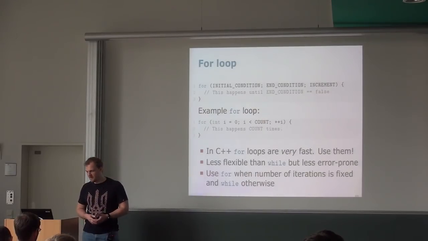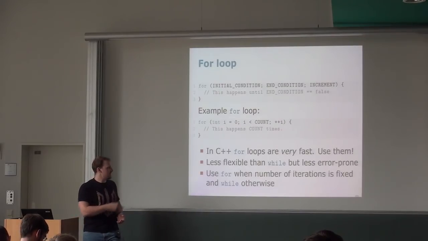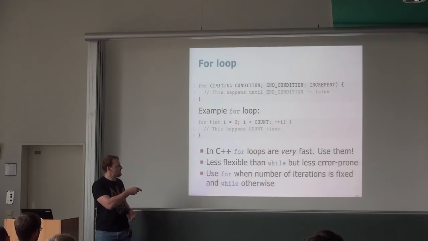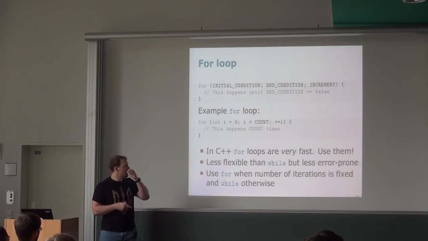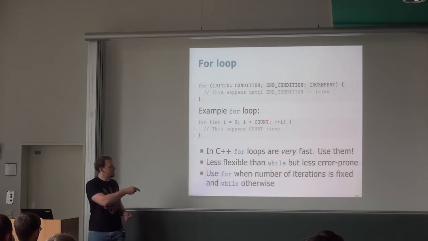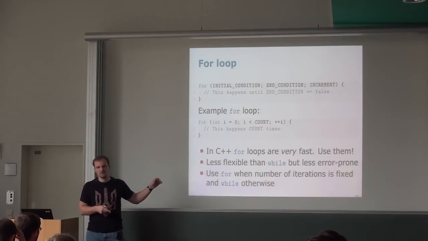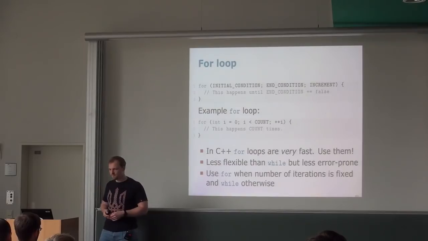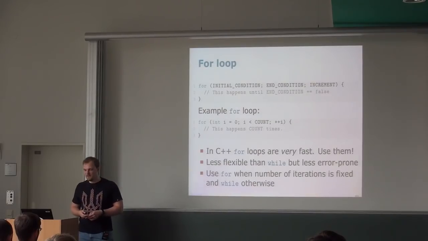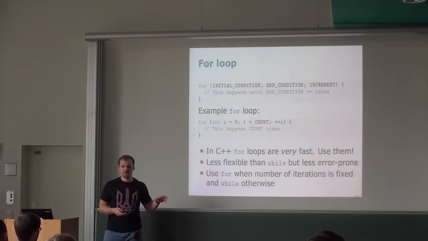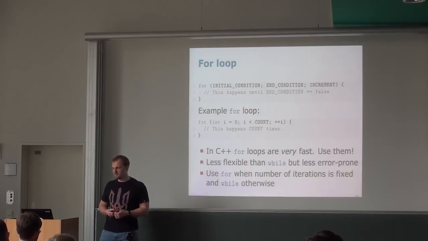Right, and then this thing will happen exactly count times because we always increment by 1, and we start at 0. So whenever i is equal to count, this statement will be false and it will not go into the for loop. And this is where we end. It's a bit less flexible than while because now we need to know how many iterations we have to do, but it's less error prone.